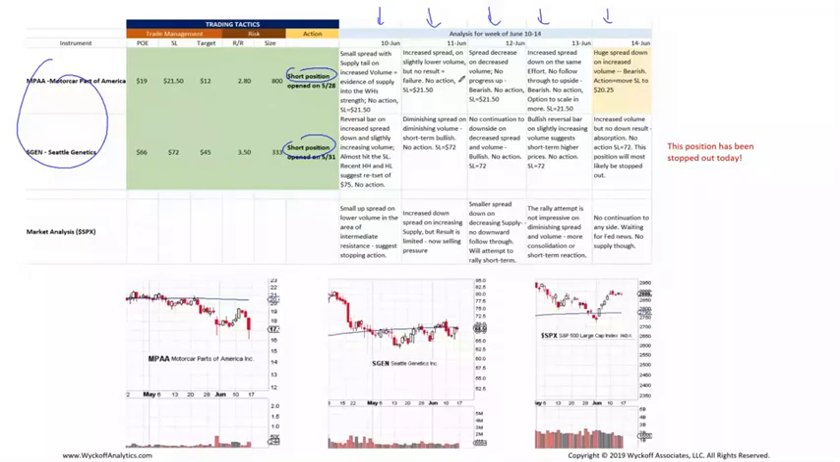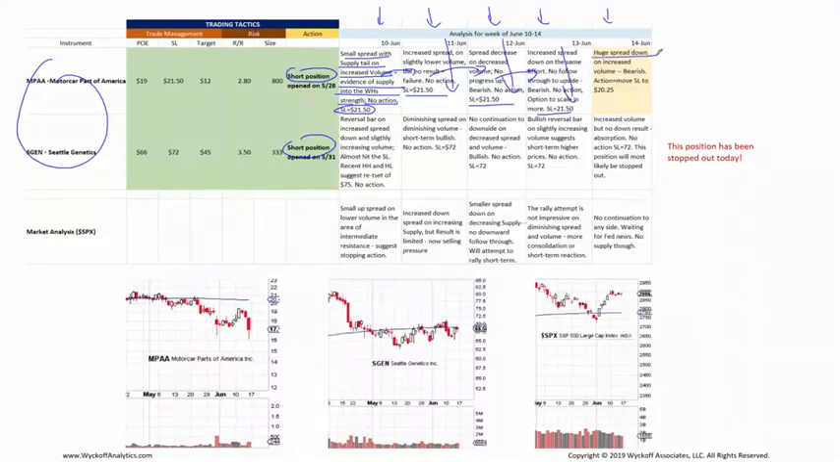Should we add to the position? Should we get out of the position? Should we scale out of this position? These are the most common questions. Should we move the stop loss? So here I'm saying small spread with supply tail on increased volume, evidence of supply into the weekend strength. No action is required. Stop loss stays at 21.50. And then I progress from one day to another, and you could see how the stop loss stays at the same place, and you go through the logic every day.